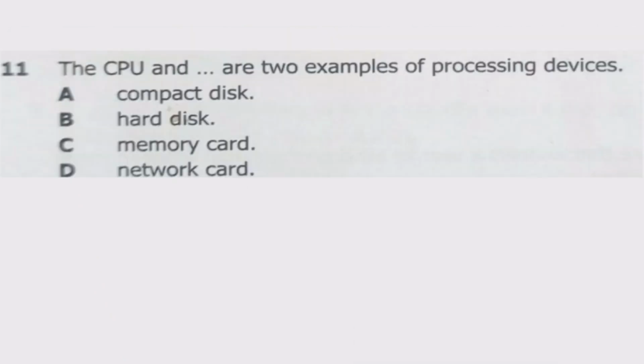Question 11 is as follows. The CPU and dash are two examples of processing devices. A, compact disk. B, hard disk. C, memory card. D, network card. The correct answer is D, network card. The CPU and the network card are two examples of processing devices. The compact disk, hard disk and memory card are storage devices.